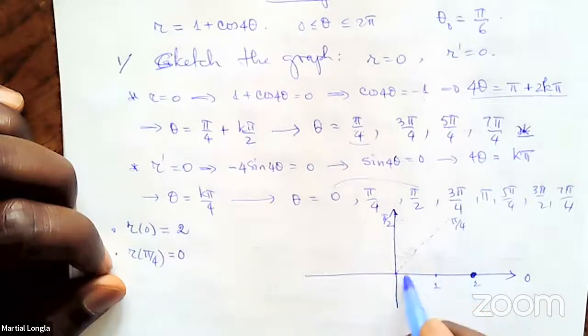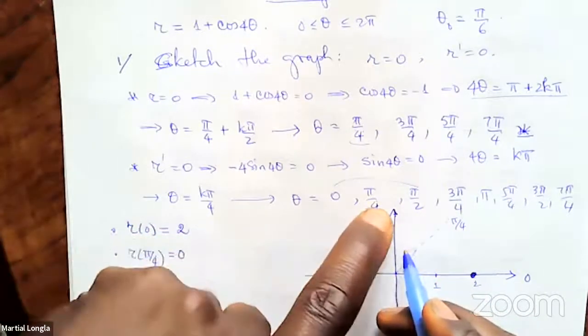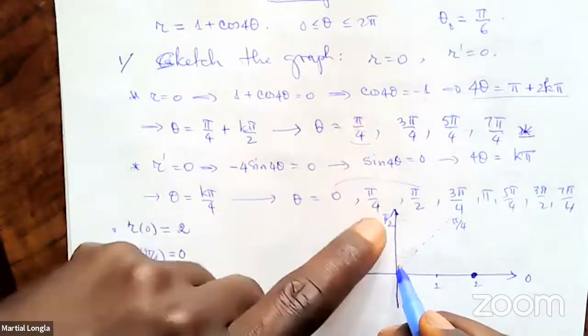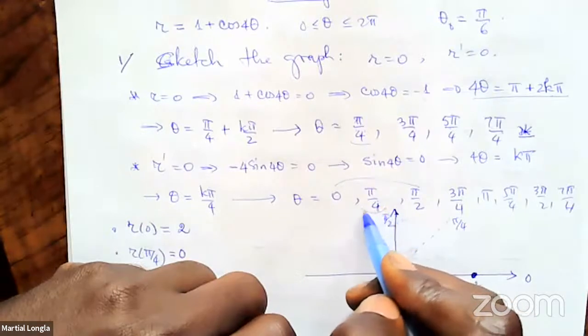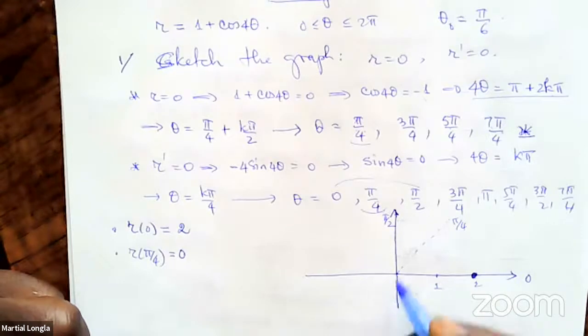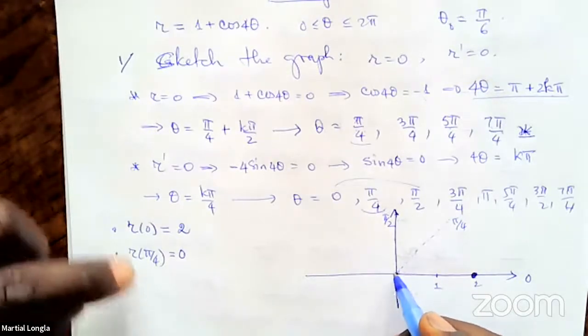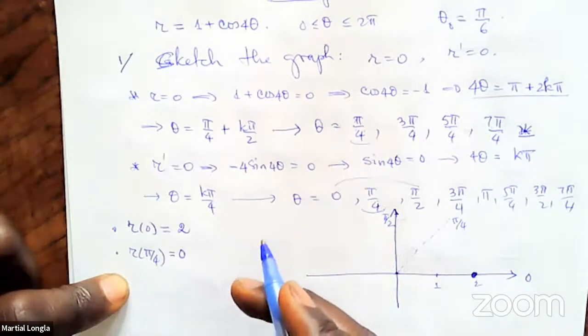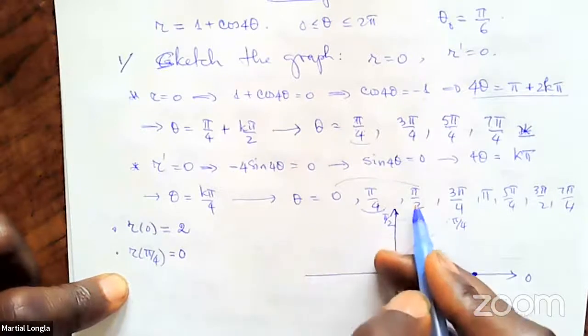And when you reach pi over 4, the radius gets to 0, but what happens? It goes back up, because after pi over 4 the radius was 0 here, but we have a local minimum here because r prime is equal to 0 there, right? So it gets to 0 and it pumps back up, and it goes in the direction of pi over 2.